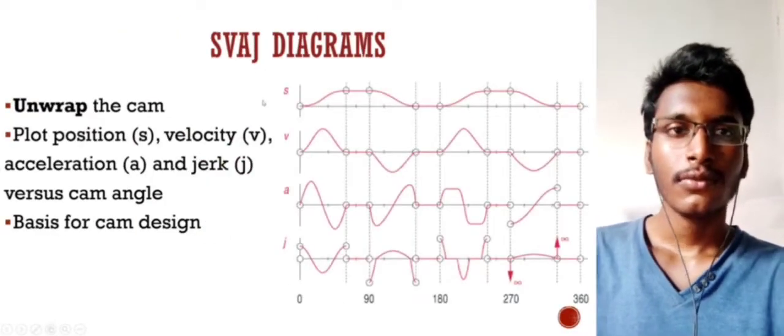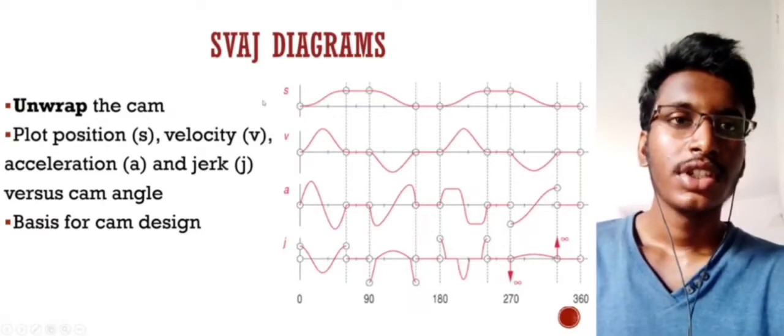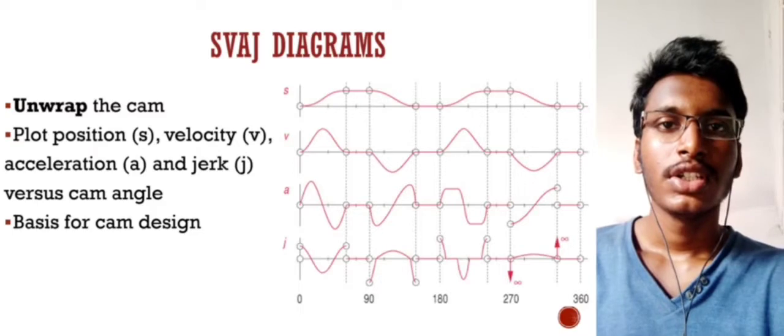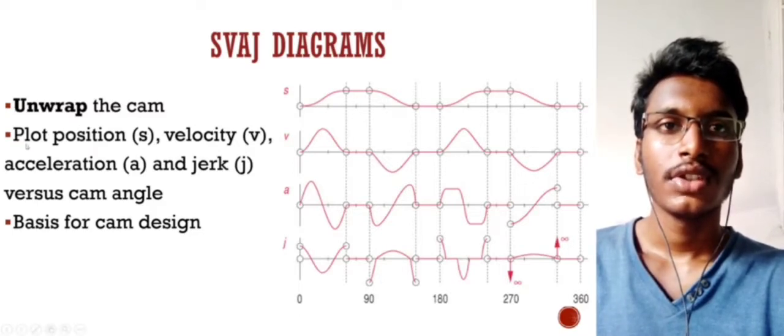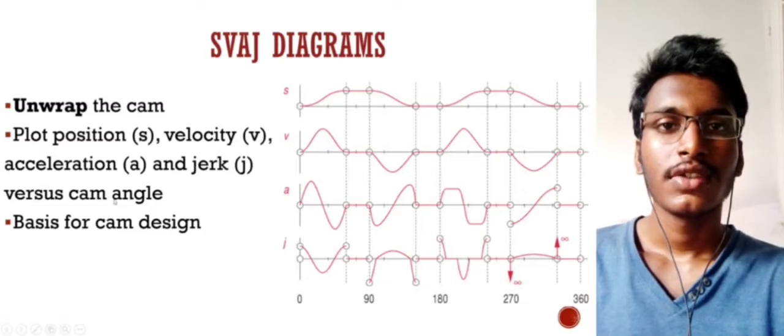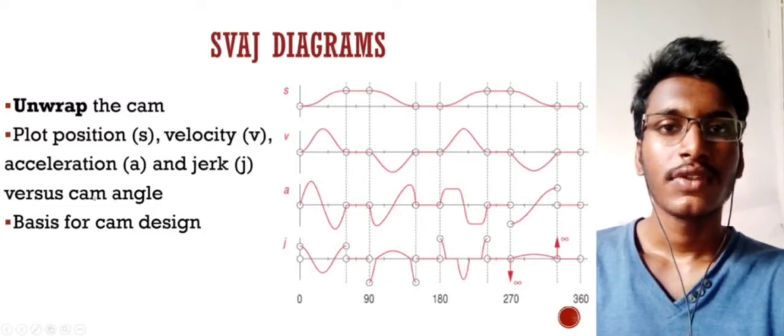SVAJ diagrams. Every cam design will have an SVAJ diagram. S is the position, V is the velocity of the cam, A is the acceleration of the cam, and J is the jerk of the cam, plotted versus the cam angle.